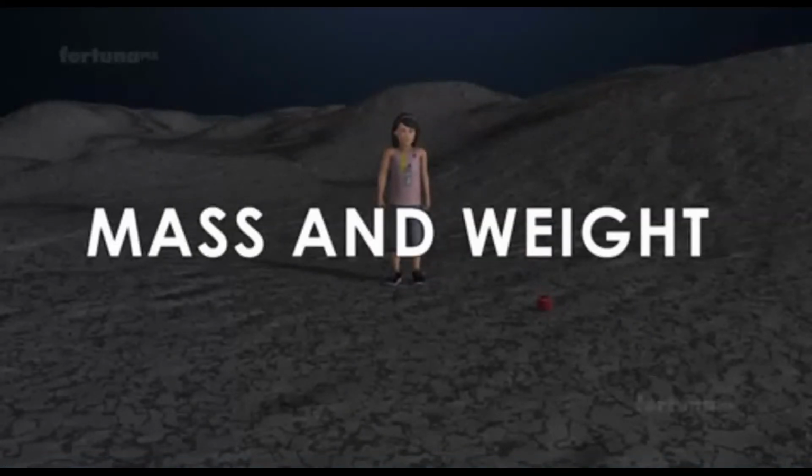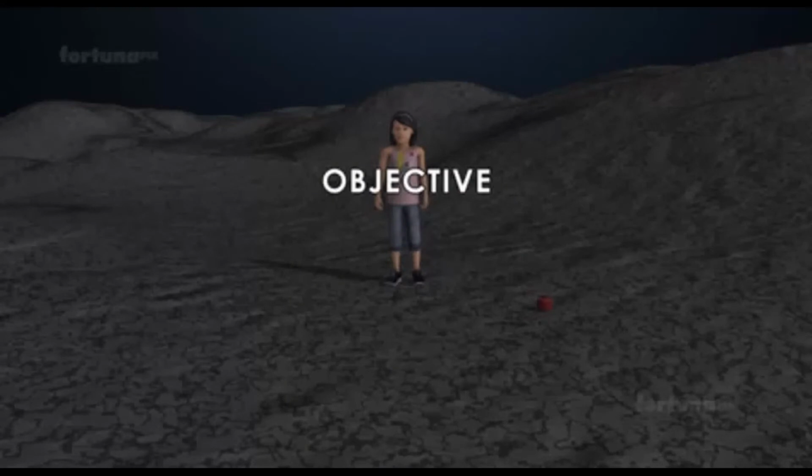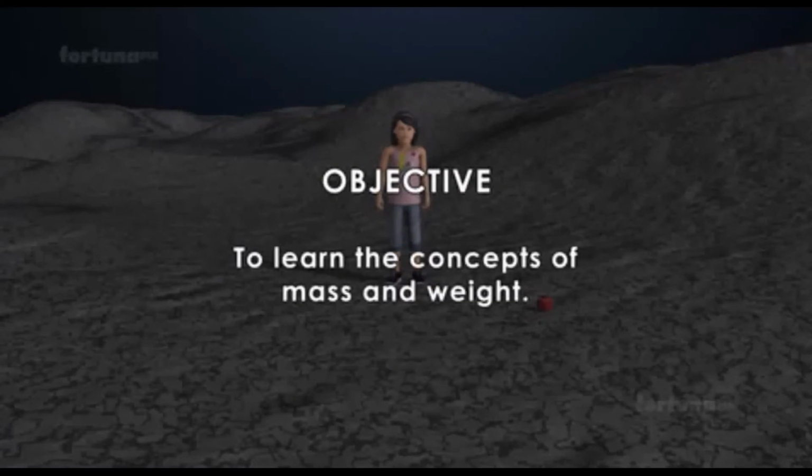Mass and weight. Objective: to learn the concepts of mass and weight.